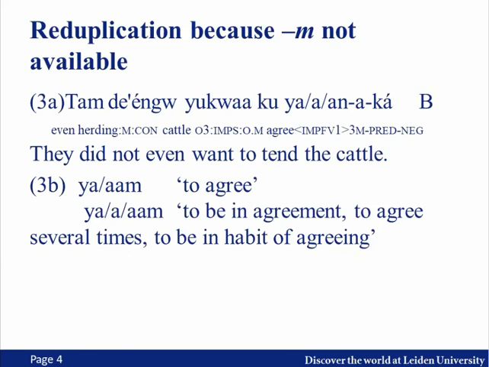So they did not even want to tend the cattle in 3a. Tam de'ing yukwa kaya anaka. We have this first imperfective now not formed by the derivation in M, but by the reduplication.